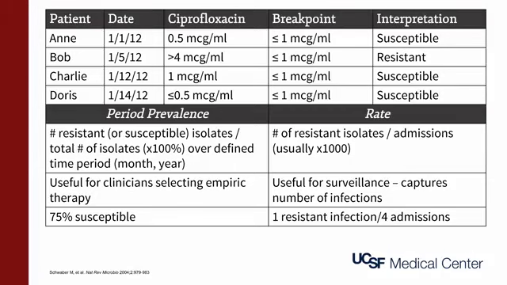Alternatively, resistance could be expressed as a rate, the number of resistant isolates divided by the number of admissions. In large data sets, this is typically multiplied by 1,000. This is most useful for surveillance as it captures the number of infections as well as the burden of resistance. Because period prevalence is most commonly used in the context of antimicrobial stewardship programs, we'll concentrate on that here.